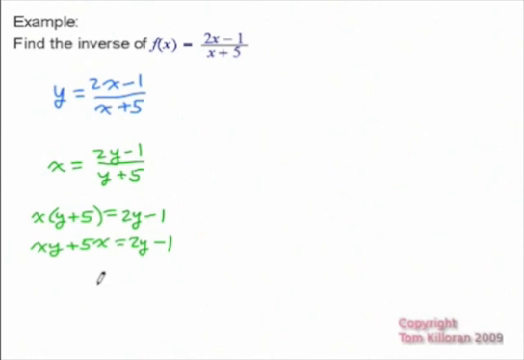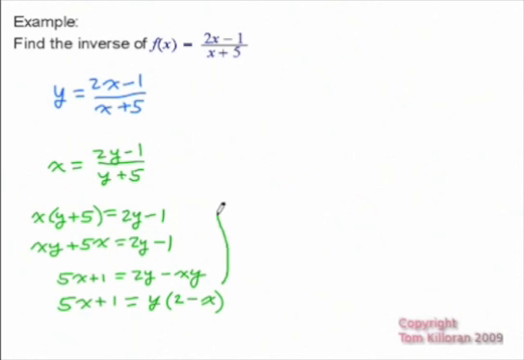So if we get that all straightened out, this would be 5x plus 1, adding the 1 over this way, is equal to 2y minus xy. Alright, and if we're trying to solve for y, notice it's in both of the terms. All I have to do is factor it out. So that'll give me 5x plus 1 is equal to y times 2 minus x.